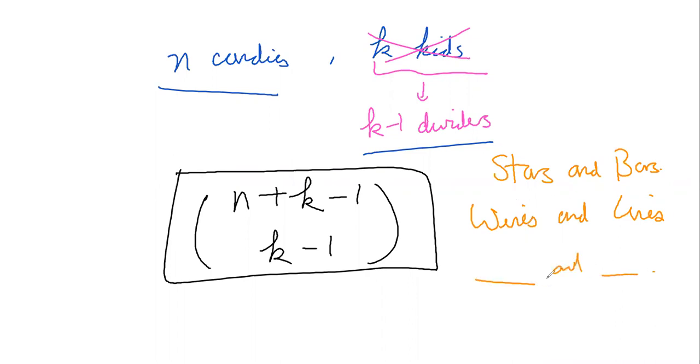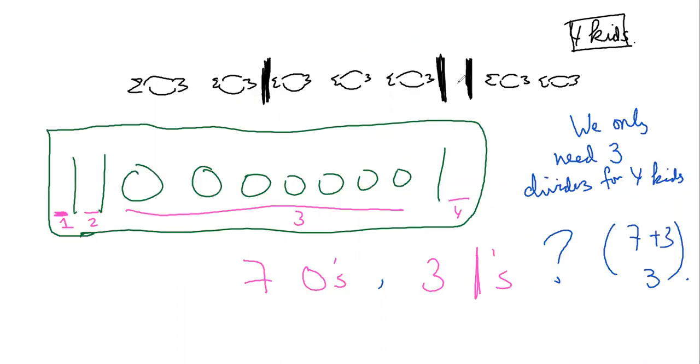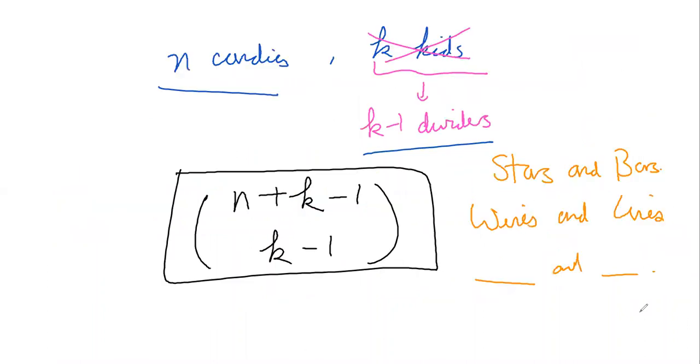The point is, if you see something and something and they rhyme, it probably refers to this technique, where instead of distributing, you're using your bars. If you put in dividers and you organize those indistinguishable objects, then we call it stars and bars, wines and lines, or whatever you want. Cool? All right, hockey stick theorem.